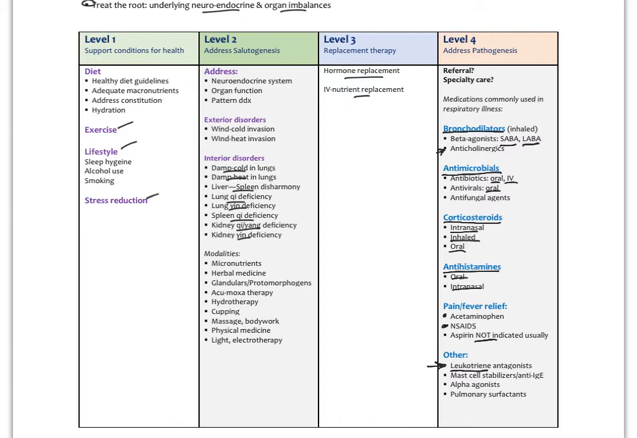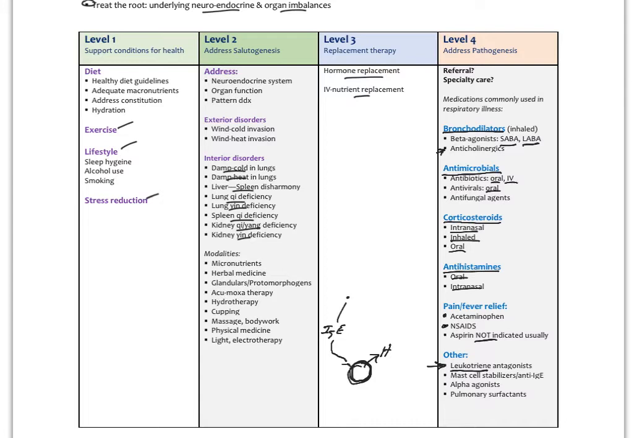Mast cell stabilizers. Mast cells, remember, are your immune cells that release histamine. And so a mast cell stabilizer makes it more difficult for the mast cell to release histamine. They release histamine because of IgE antibodies. So you get an antibody to a certain type of pollen, for example. The IgE antibodies lock on.